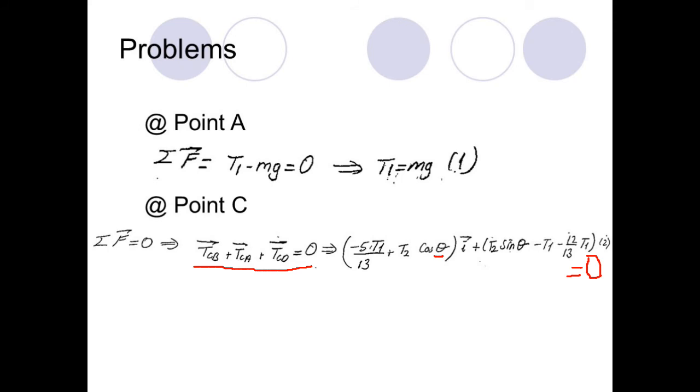Okay. Now, if we look at our equations in general, we have 3 equations. So this is our first equation. In fact, the coefficient of the I vector at point C has to be equal to 0. And the sum of the forces at point C in y direction has to be equal to 0 as well.